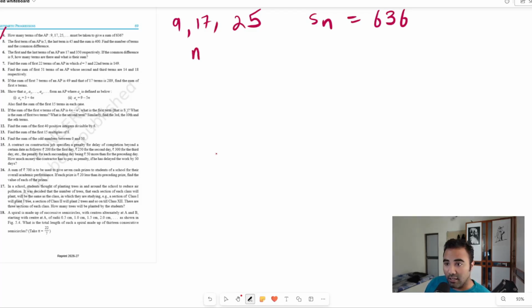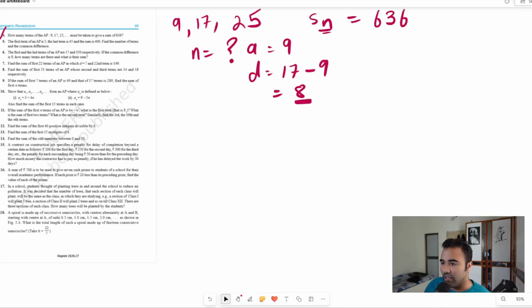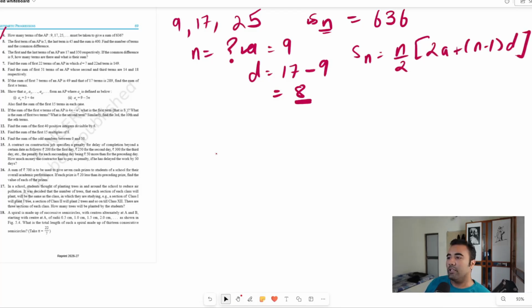Now they're asking for the number of terms. We only have one formula, that is Sn, but in that formula we will need a. So what is the first term? The first term is 9. What is the common difference? 17 minus 9, so 9 plus 8 is 17. Yes, so the common difference is 8, the first term is 9, and Sn is this. So what is the formula that we have? Sn is equal to n upon 2 times 2a plus n minus 1 times d. This is the formula we have.